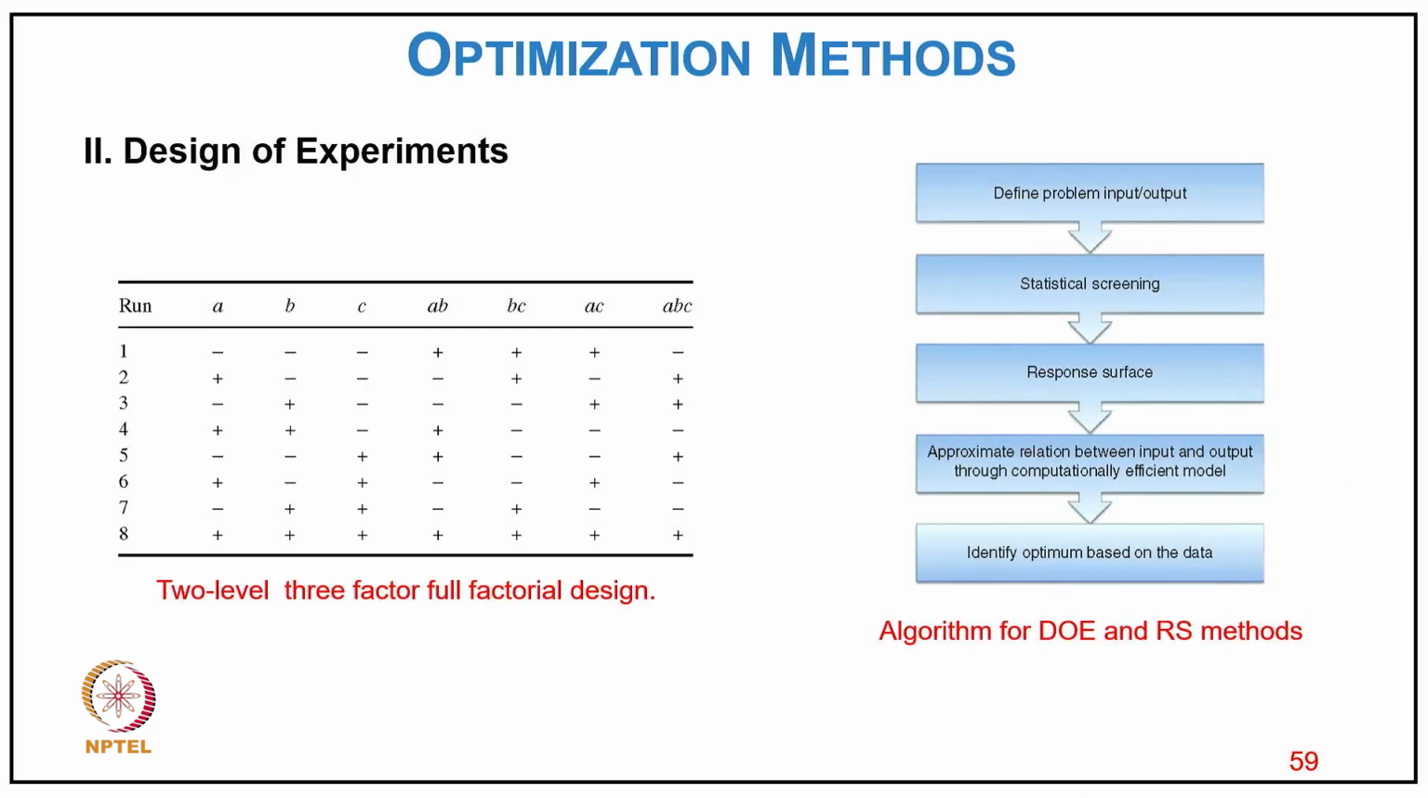Now coming to design of experiment with the two-level, three-factor full factorial design, with the design having a, b, c plus and minus, and ab plus and minus, bc plus and minus, ac plus and minus, and abc plus and minus. The algorithm for DOE and RS methods is: define the problem input and output, then statistical screening, response surface and approximate relation between the input and output through a computationally efficient model, and identify the optimal design based on the data.